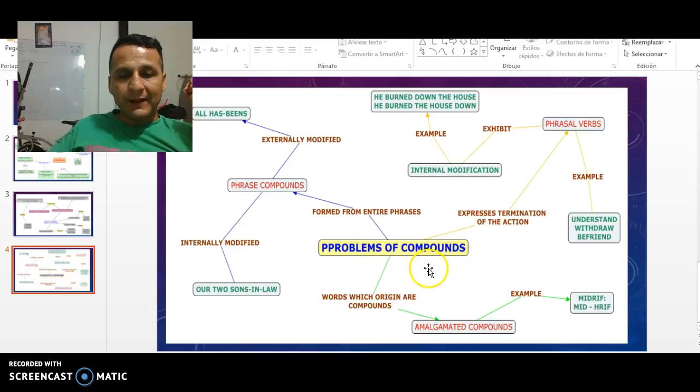Well, and the last problem is the amalgamated compounds, which are words whose origin is compounds. For example, the word midwife is divided into parts. The first part is mid, and the second part is wife.